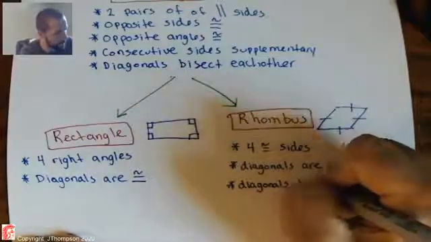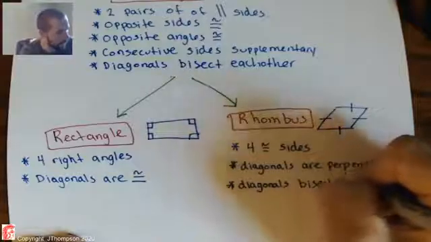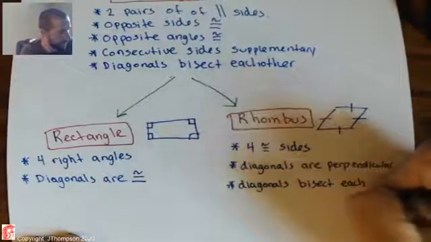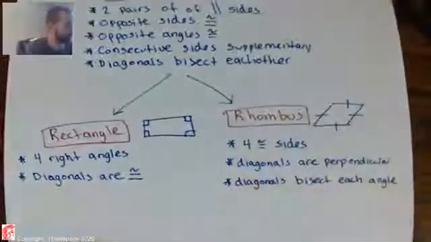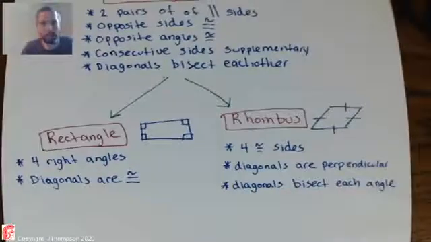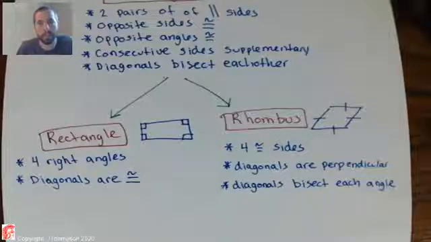bisect each angle. So the diagonals are perpendicular and the diagonals bisect each angle. So that's what makes a rhombus so special.